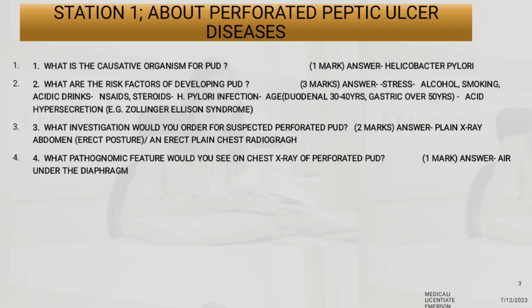Then the pathognomonic feature on chest X-ray, like I've said, is air under the diaphragm. So air under the right hemidiaphragm. That's the pathognomonic feature you want to see.